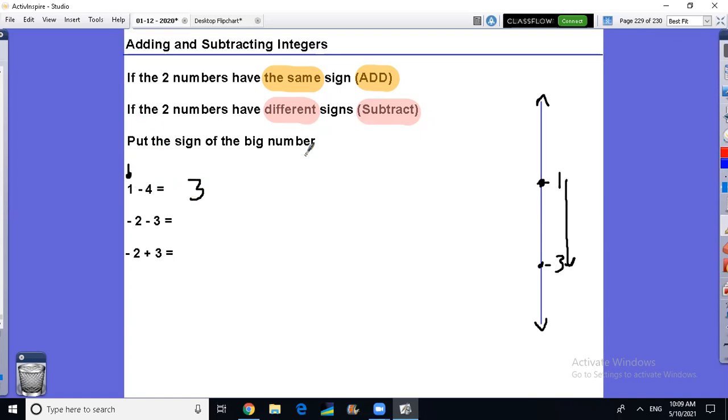Now put the sign of the big number. So which number is bigger, the 1 or the 4, without the signs? It's the 4. What's the sign of it? It's negative. That's it. Negative 3.